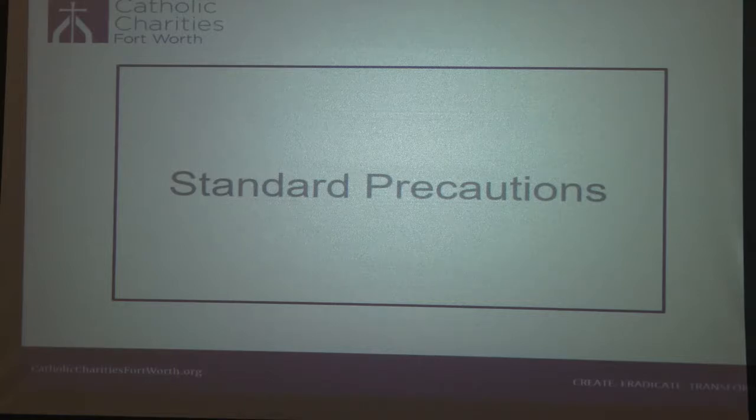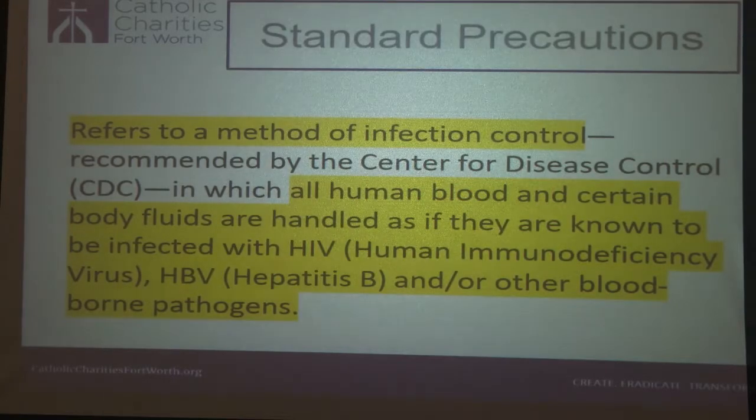Standard precaution refers to a method of infection control recommended by the Center for Disease Control, or the CDC, in which all human blood and certain body fluids are handled as if they were known to be infected with HIV, hepatitis B, and other blood-borne pathogens. Handling all blood or body fluids, you would handle them all as if they're infected. You don't say, well, maybe this is not. You don't take those chances. You handle them all as if they are.